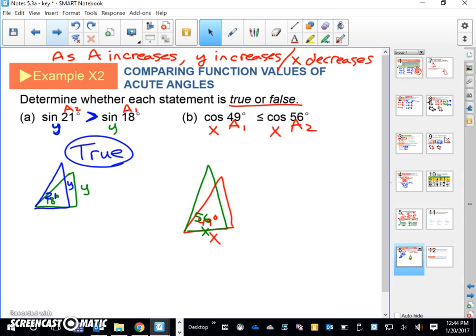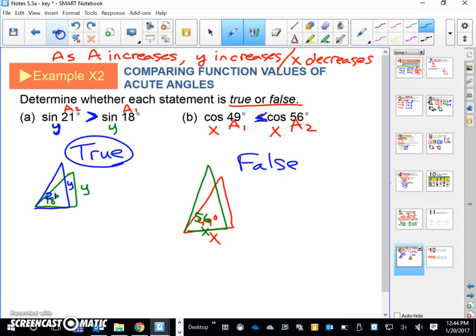What you would need to think about is that as the angle increases, the X value decreases. But think about which X has to be bigger. Is the X attached to the 49 bigger, or the X attached to the 56 bigger? The X attached to the 49 has to be bigger. Is that what this says? That's not what this says. That says the X attached to the 49 is smaller. So that's wrong. That's why this is false.